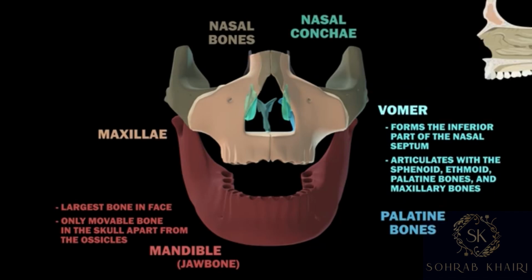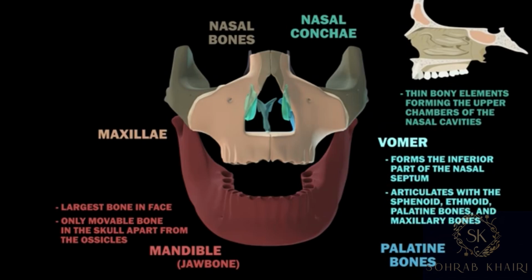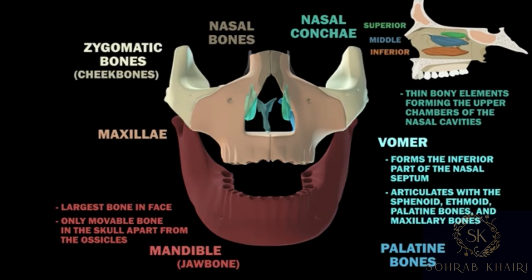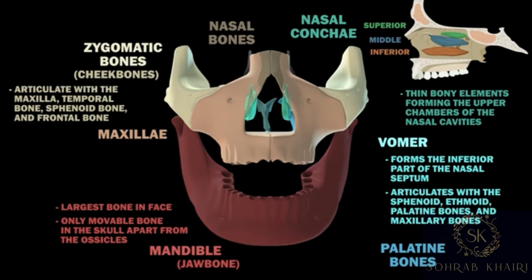The nasal conchae are thin bony elements forming the upper chambers of the nasal cavities. They are composed of 3 pairs, the inferior, middle, and superior conchae. The zygomatic bones, or your cheekbones, articulate with the maxilla, temporal bone, sphenoid bone, and frontal bone. The lacrimal bone is a small bone in the front of the medial wall of the orbit.